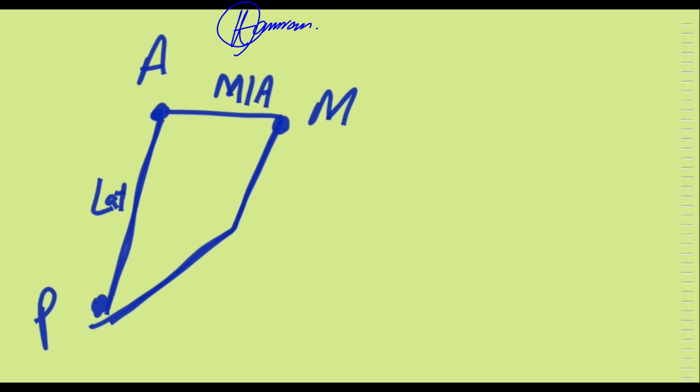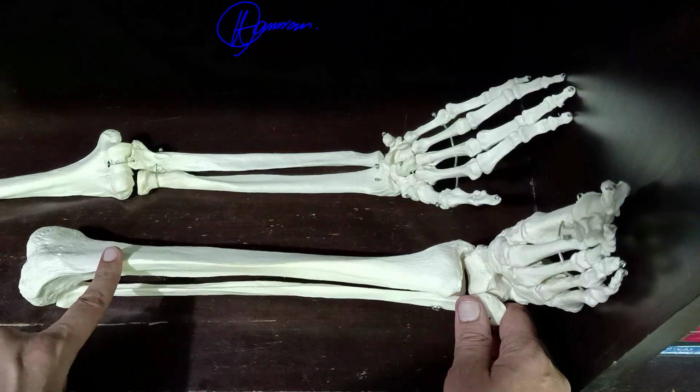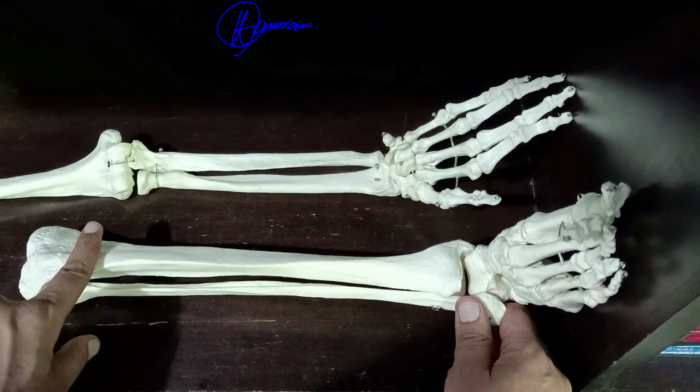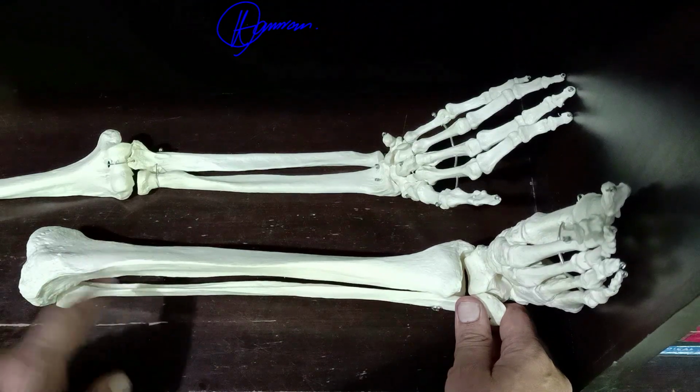So make your concept clear with this drawing. This was about the comparison between the bones of the leg and the bones of the forearm. Now I'll talk about the individual bones, tibia bone and the fibula bone.